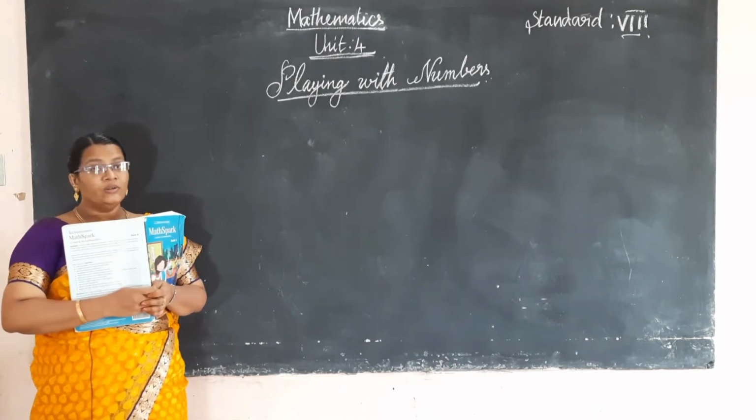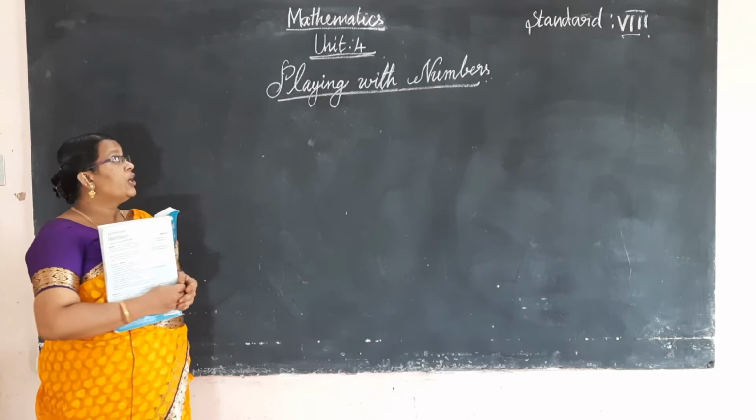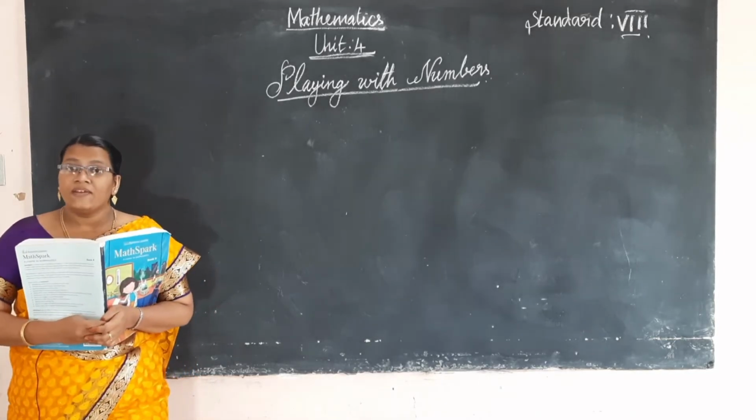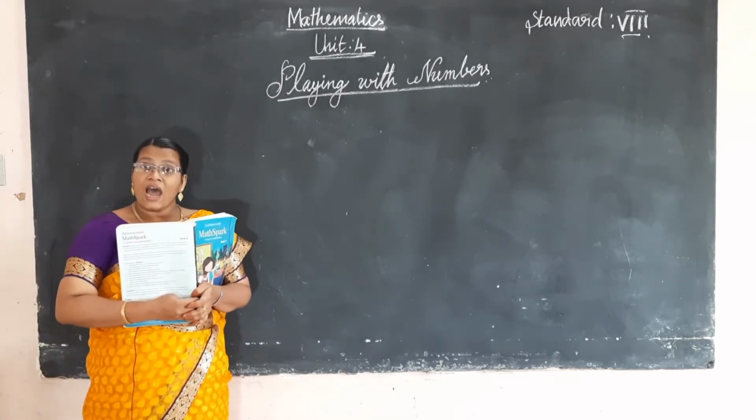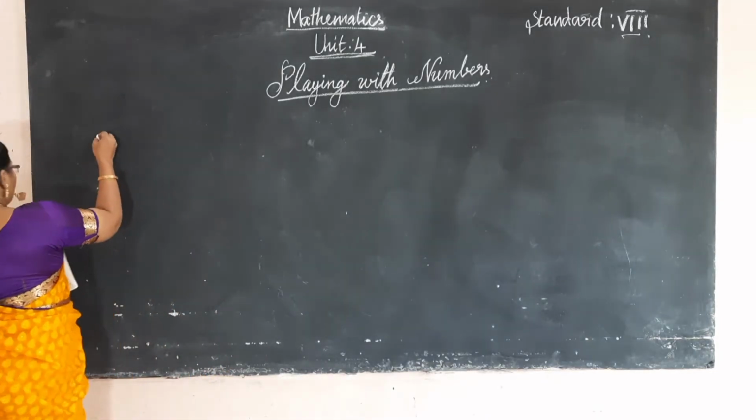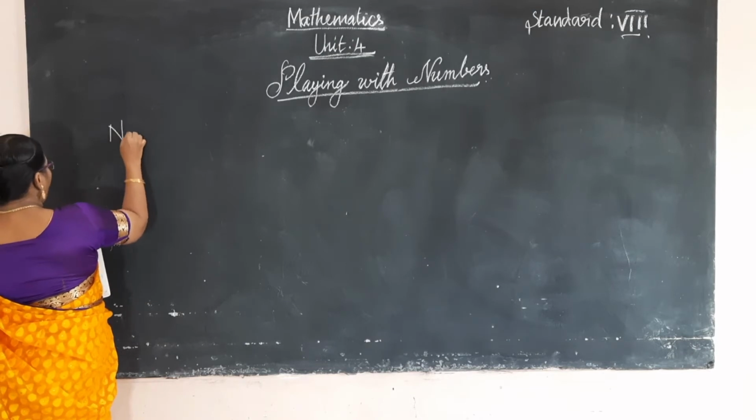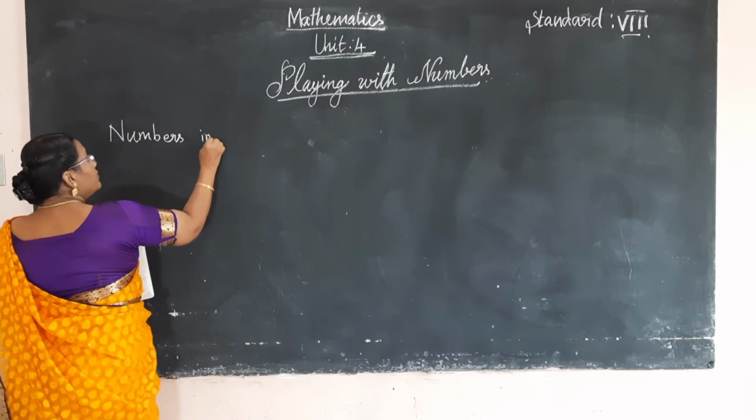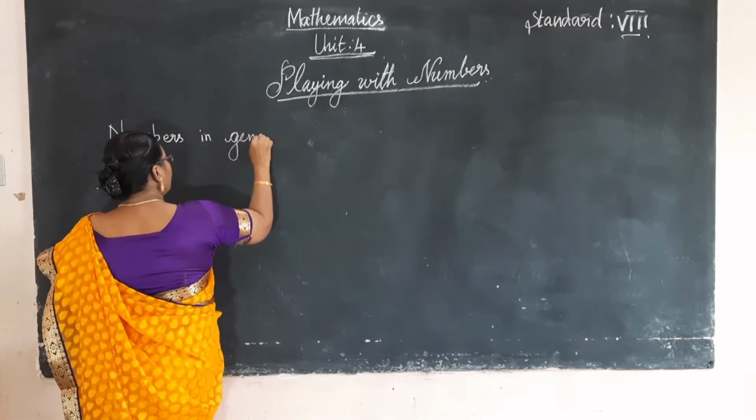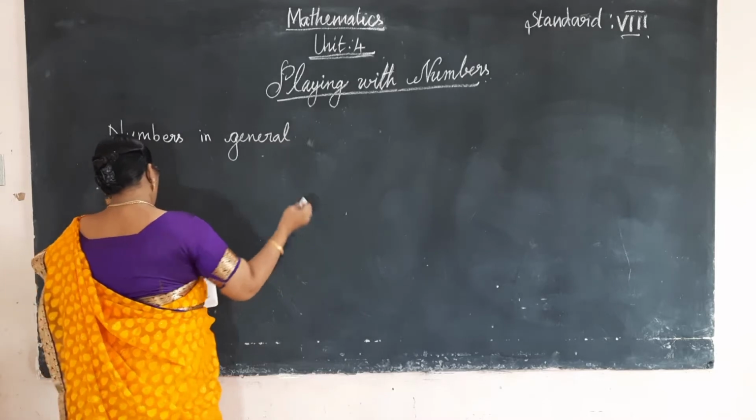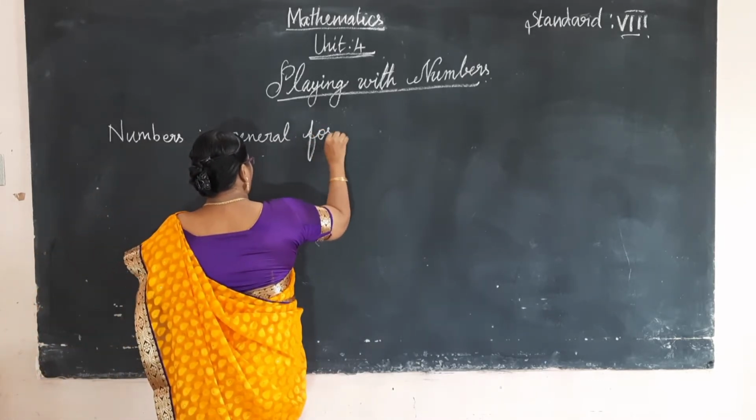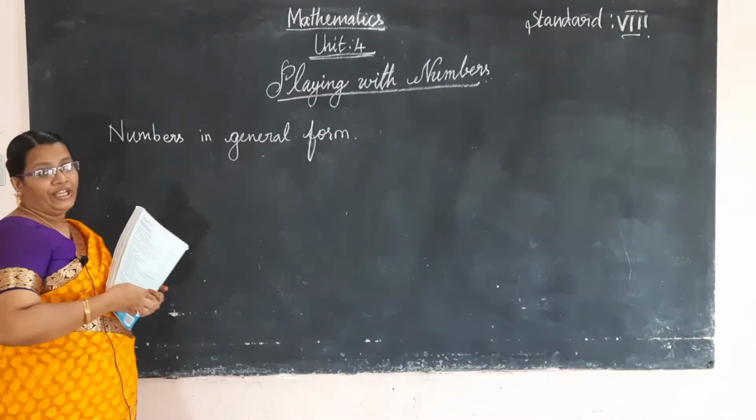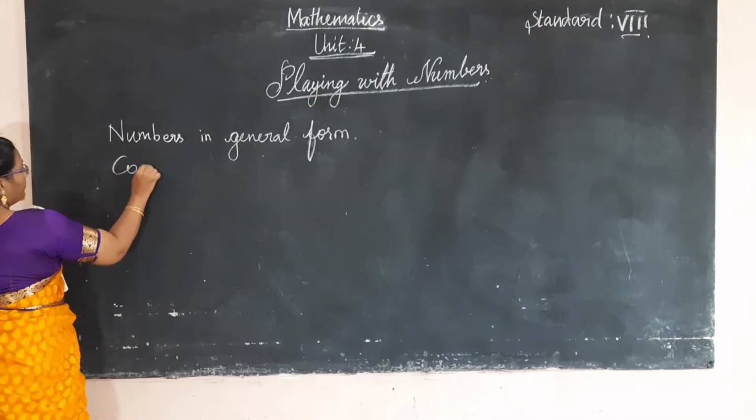Today we are going to start the new unit 4. The name is playing with numbers. First we have learned the numbers in general form. Okay. Second, we have learned the coding and decoding.